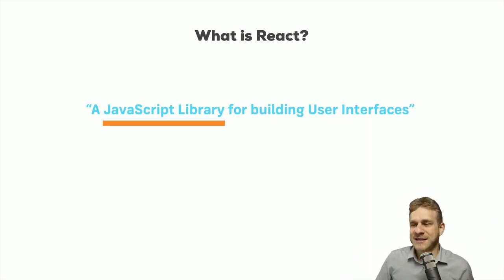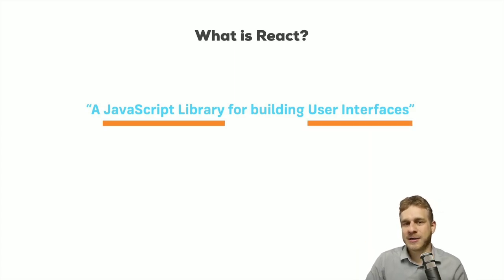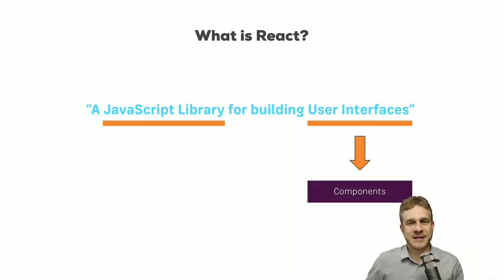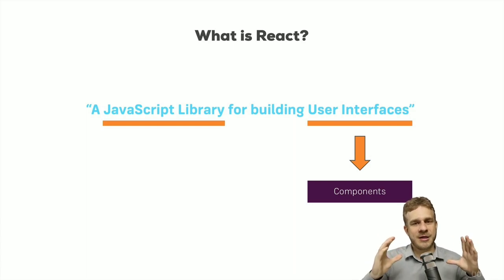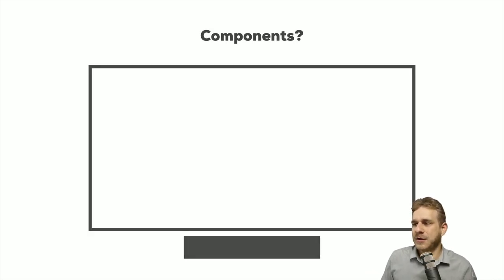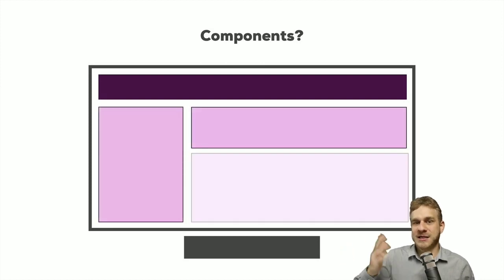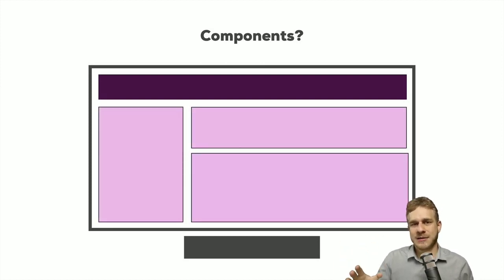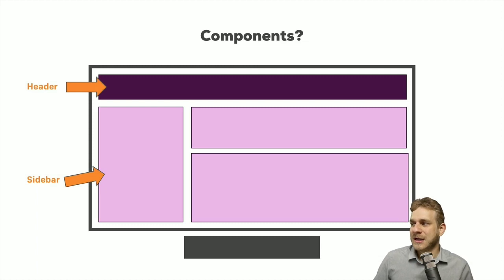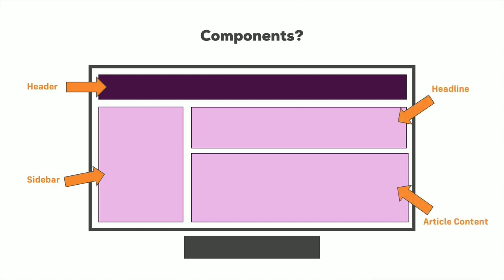The other important part in that sentence is the user interfaces part. User interfaces are basically what the user sees. And React is all about using components for building these. If you think about it, you can split up any web page into components. Here's an example. This is just any random web page we can think of. We might have this header area, a sidebar, and then on the right some content. Now we clearly can split this up into components. We would have a header component, a sidebar component, and then a headline and an article content component.